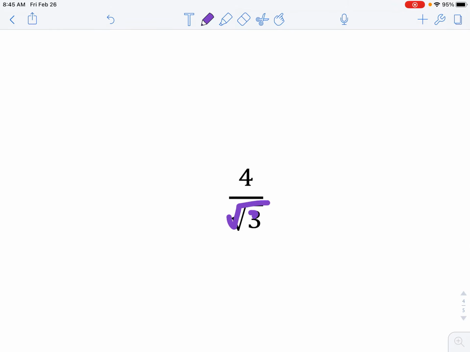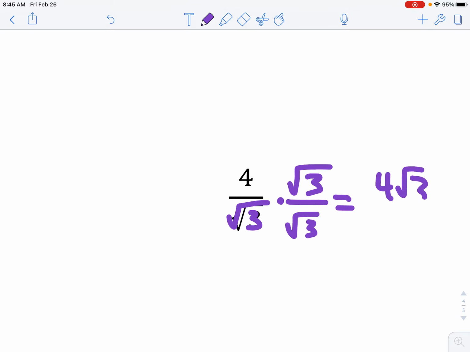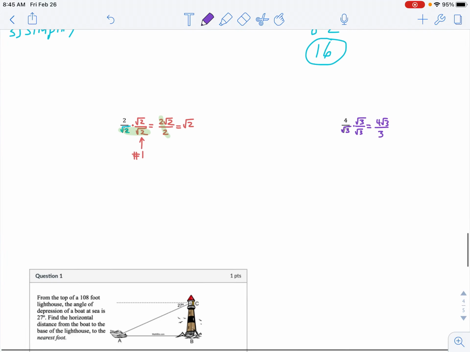So in this case over here, we got radical 3. So I'm going to multiply by radical 3 over radical 3. Multiply straight across, we get 4 radical 3 over 3, and that's it. Bada bing.